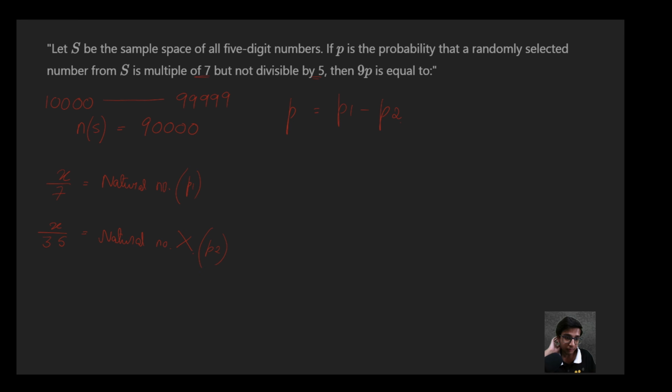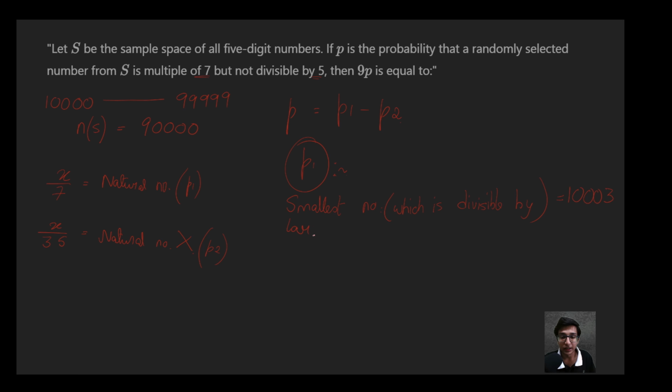So let us calculate P1 here. For P1, first we have to find out the total numbers that are divisible by 7. Let us first find the smallest number which is divisible by 7. What is it going to be? Is it going to be 10,000? No. 10,001? No. 10,002? No. 10,003? Yes. 10,003 is divisible by 7.